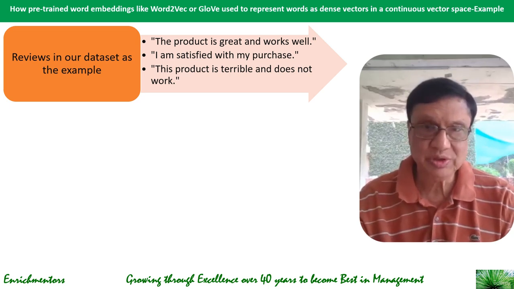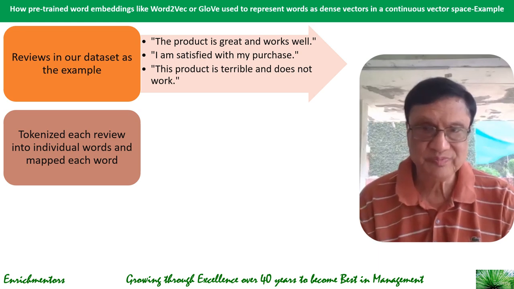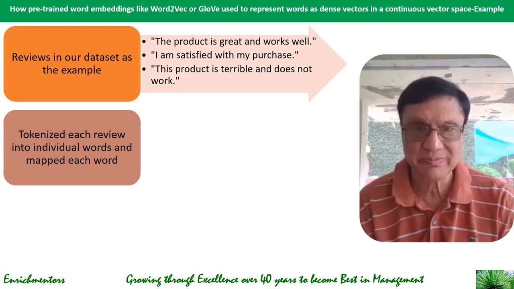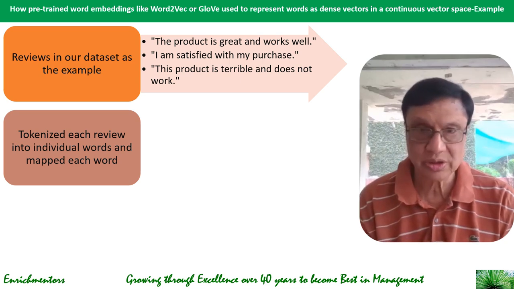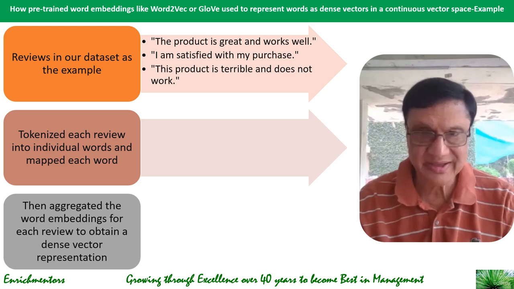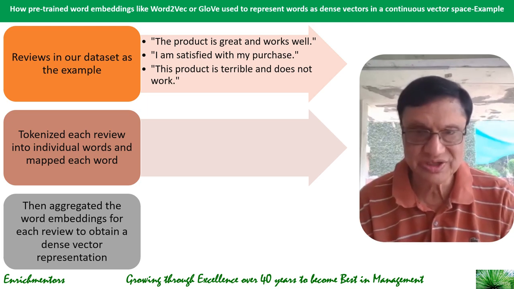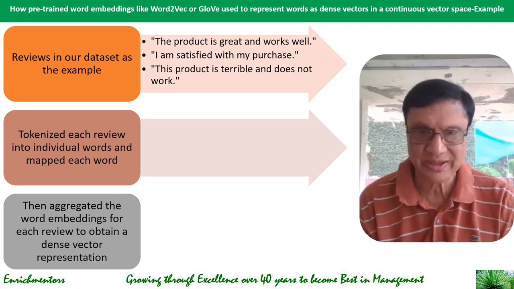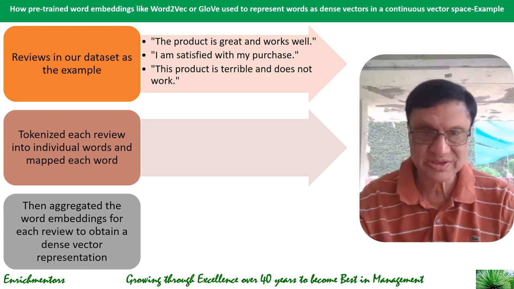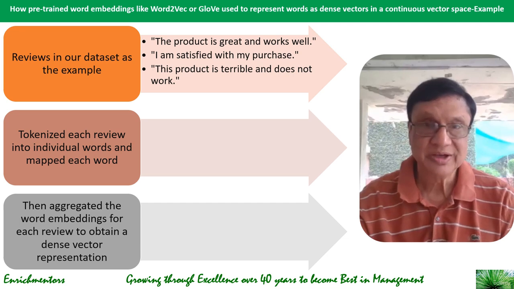So what they did was tokenize each review into individual words and map each word to its corresponding pre-trained Word2Vec or GloVe embedding vector. And then they aggregated the word embeddings for each review to obtain a dense vector representation of the review in the continuous vector space of the pre-trained embeddings.